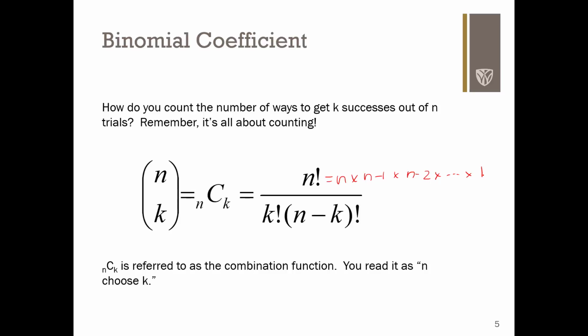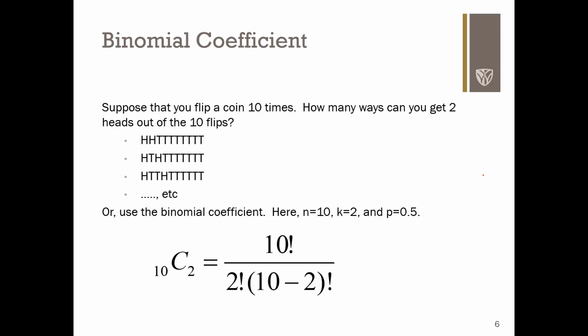And you might say, well, that seems like a lot of work to go through just to count up the number of ways that you could get k successes out of n trials. It was relatively simple to do when we just tossed the coin 3 times, but let's suppose that you flip a coin 10 times, and now you want to ask the question, how many ways can you get 2 heads out of 10 flips? Well, if you start to write down all of the possible combinations of heads and tails that you can achieve if you have 10 coin flips, it's going to take you a while. But the binomial coefficient will really make things much more efficient.